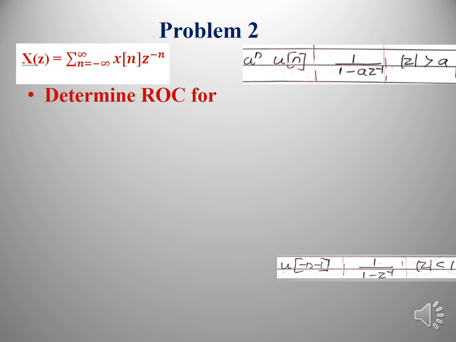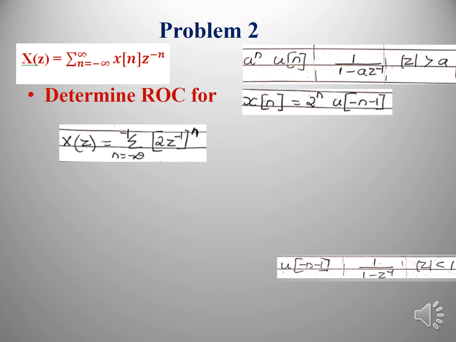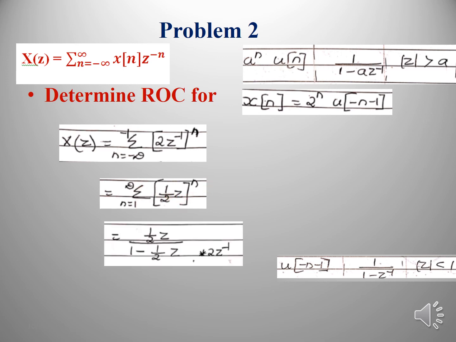Let us go on to one more problem to determine the region of convergence for a similar problem, given by x of n equal to 2 power n u of minus n minus 1. Here, extending the definition of the Z transform, x of z is equal to the summation n equal to minus infinity to minus 1 of 2 power n z power minus n. This results in a rewritten form as the summation n equal to 1 to infinity of 1 by 2 power n z power n.